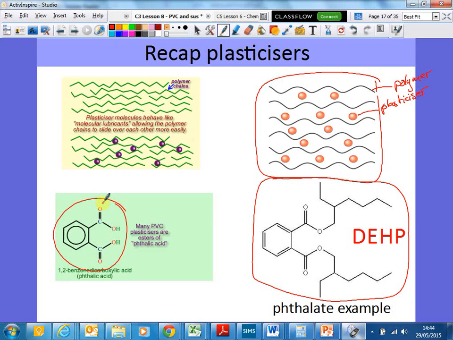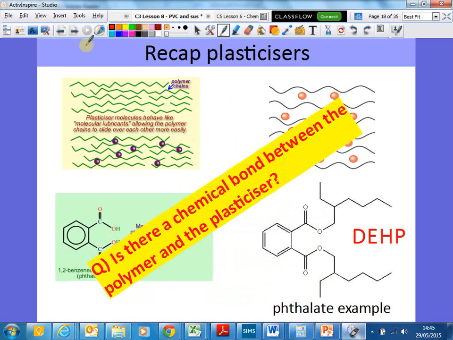This is diethyl hexyl phthalate. Diethyl, this is an ethyl group. This is an ethyl group. This is a hexyl group. This then is your other hexyl group. Di meaning 2, ethyl, and hexyl phthalates. The reason I'm bringing that up is when we think about these phthalates, is there a chemical bond between the polymer and the plasticizer? No, there is not. There is no solid line.